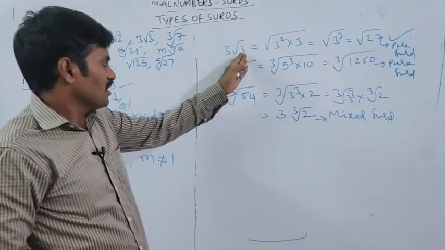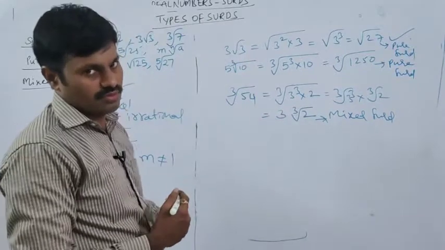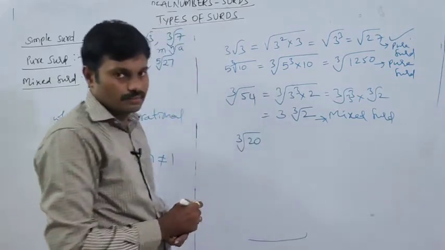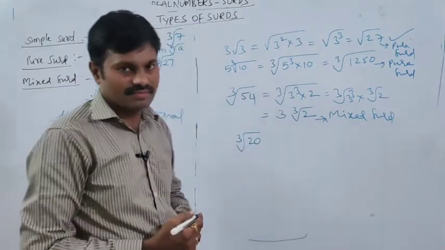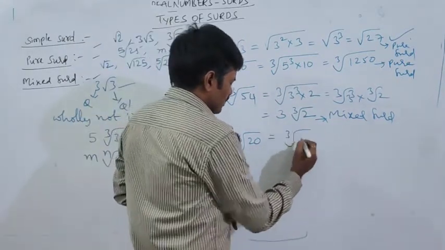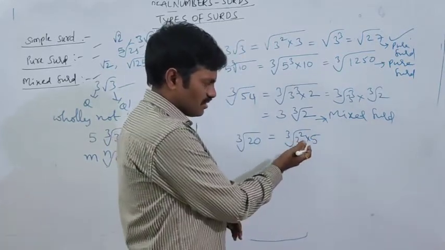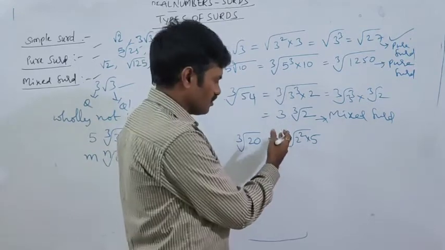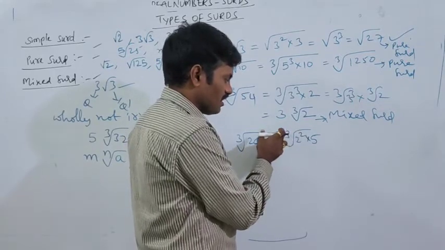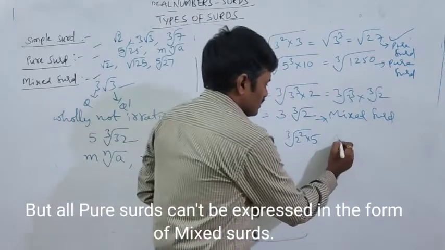But let me take one more pure surd, whether it is possible or not, let me check. Now see, cube root of 20. Try to express it as a mixed surd. Is it possible? If you do the prime factorization of 20, we will get 2 square into 5. Can you bring out any rational number outside of the cube root? No, it is not possible because here the power and order are not the same. So it is a pure surd itself. It is not mixed.